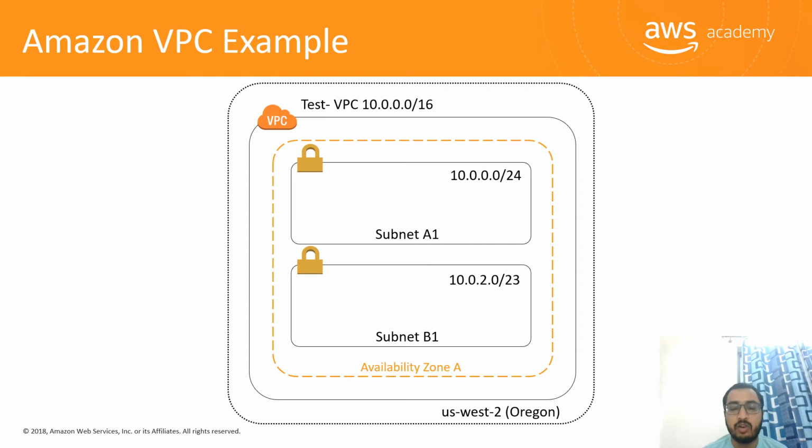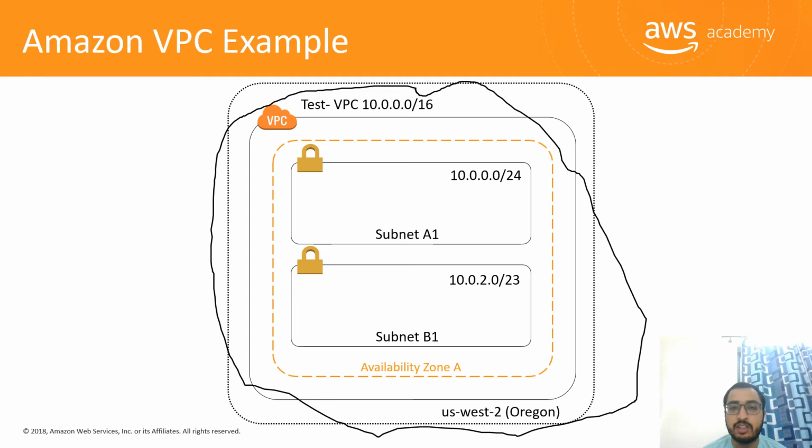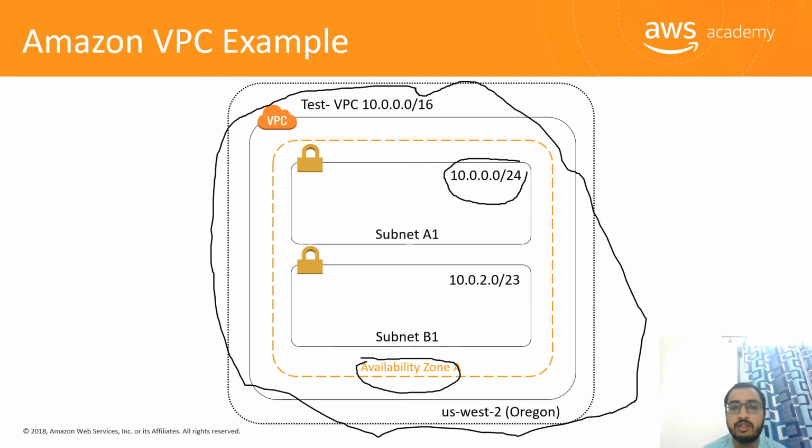What are the examples of Amazon VPC? So like this, this is the main VPC cloud. This VPC is made in the US West region. It has an availability zone, zone A, and it has two subnets, and the IPv4 address of this subnet is this, and this one is different. And this is the common VPC IPv4 address.